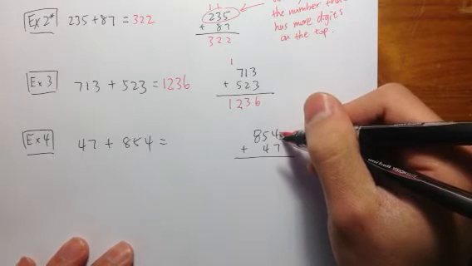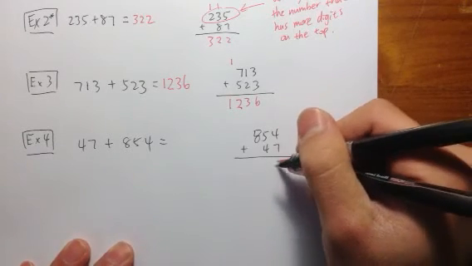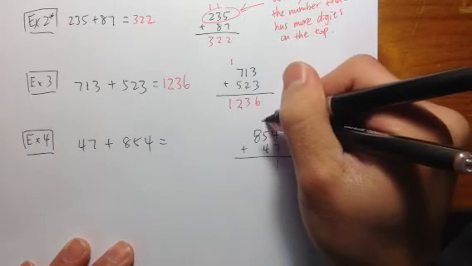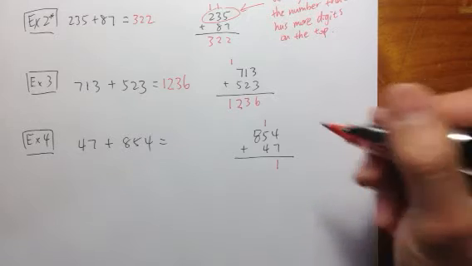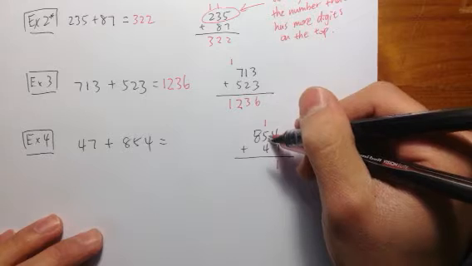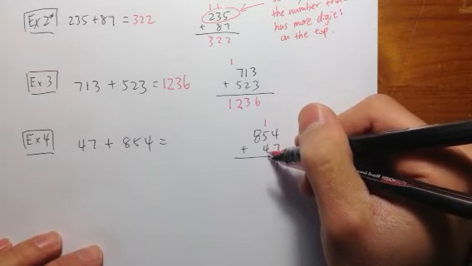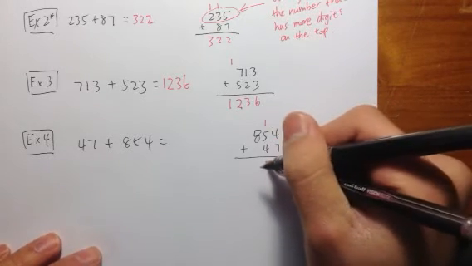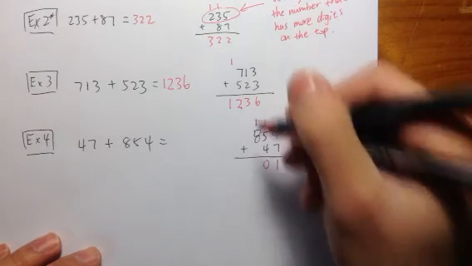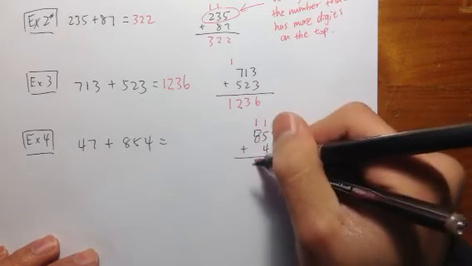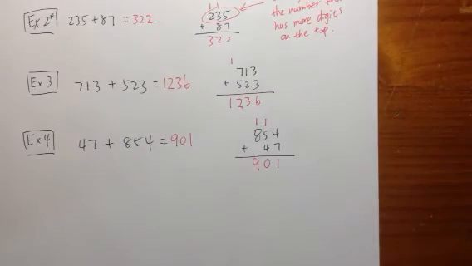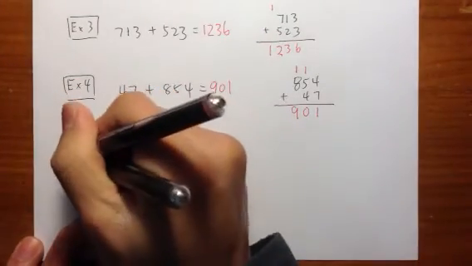So what's 4 plus 7? 11. So put down 1 and then carry the 1 over to the tens place. What's 1 plus 5? 6. It's 6, right? 6 plus 4 is 10. So write down a 0 and then again carry the 1 over. 1 plus 8 is 9. So the answer is 901. Okay? And let me do one last example.